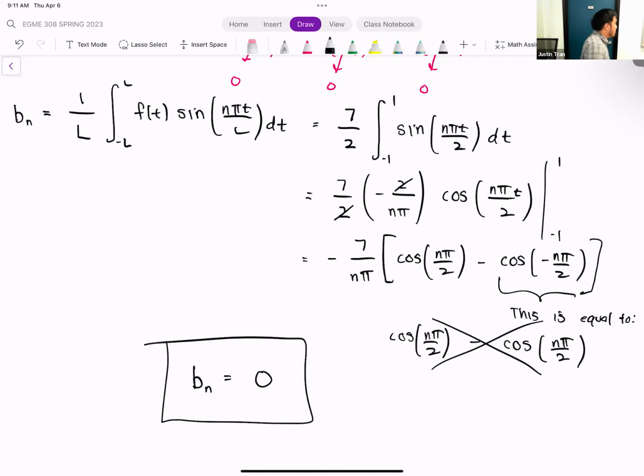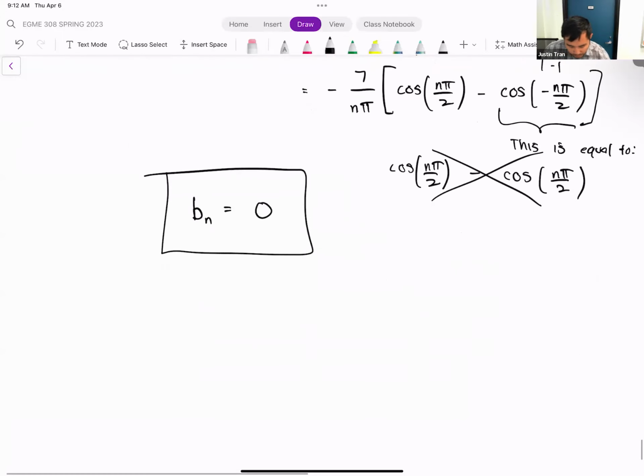All right, so that simplifies things for us. We don't have to worry about bn here. We can just work with a0 and an. Now that we have the coefficients solved for, a0, an, and bn, we can plug these back into our Fourier series expansion.